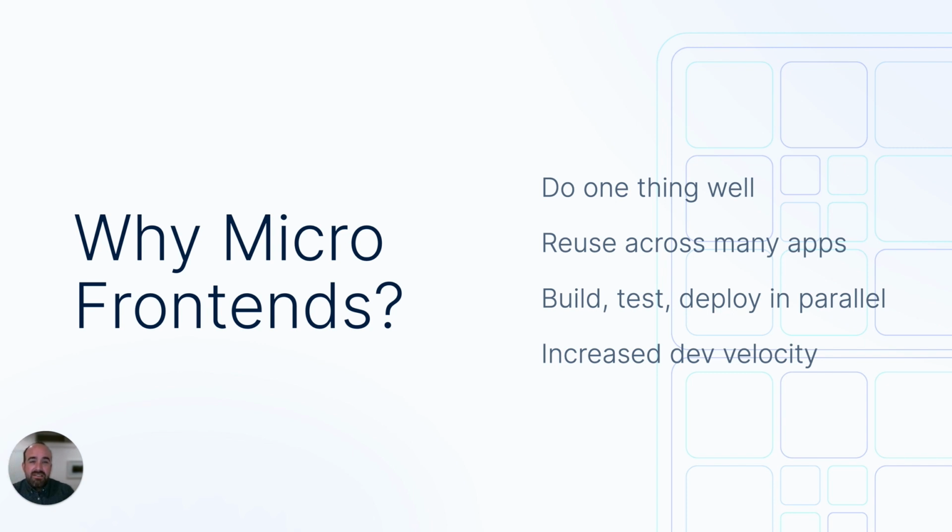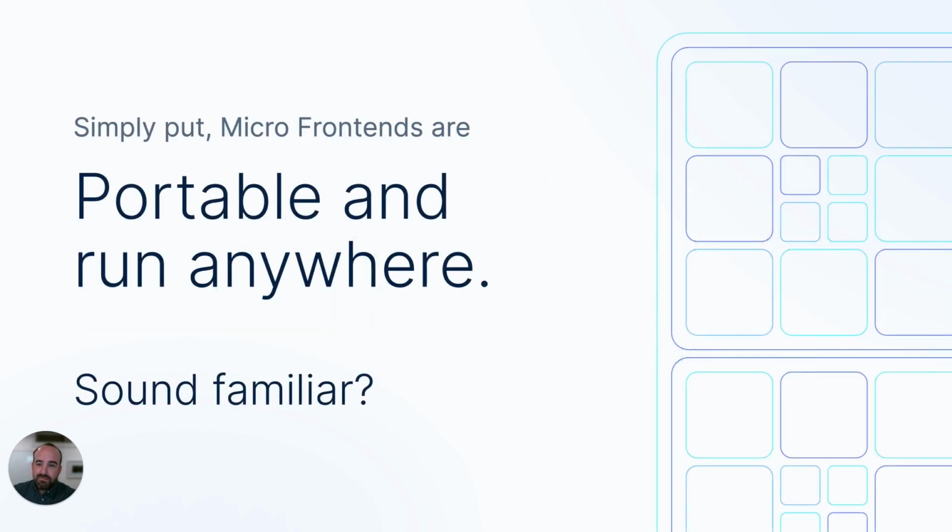Being able to build, test, and deploy your apps in parallel, so having one team be able to ship an update without having to rely on another team, that's really, really critical. And then enabling developers to move more quickly, ship features more frequently without waiting on other teams. Simply put, micro front ends are portable and run anywhere.